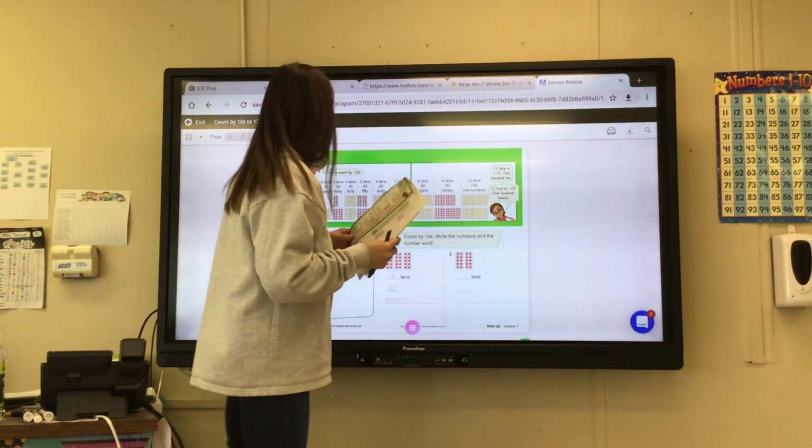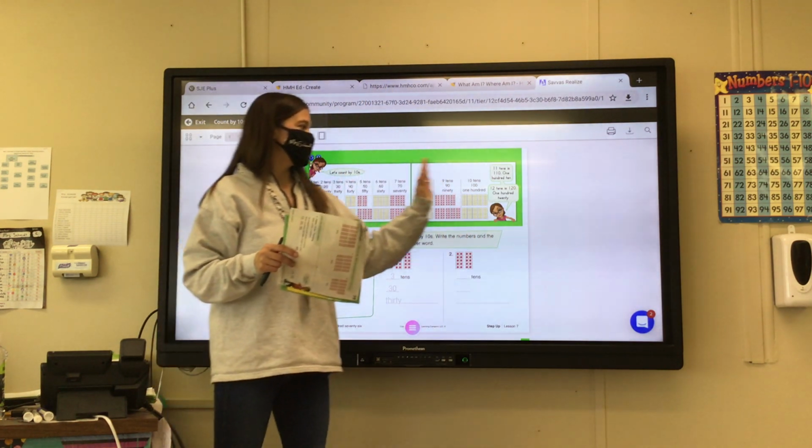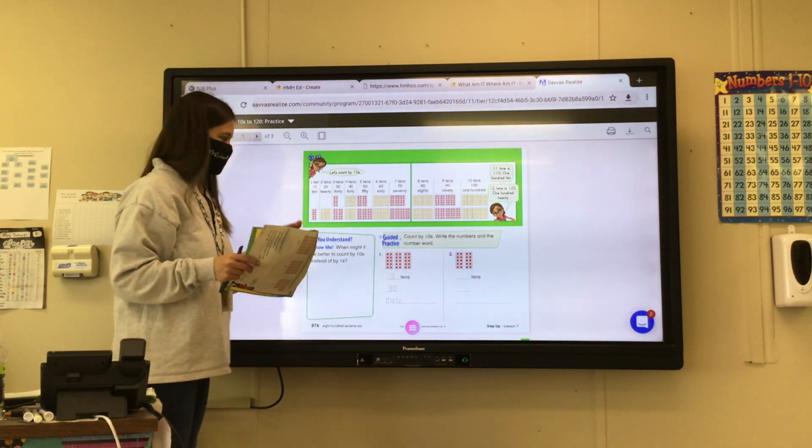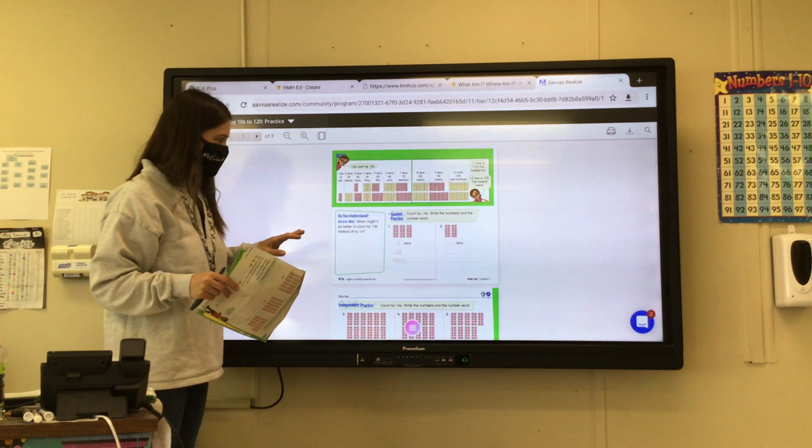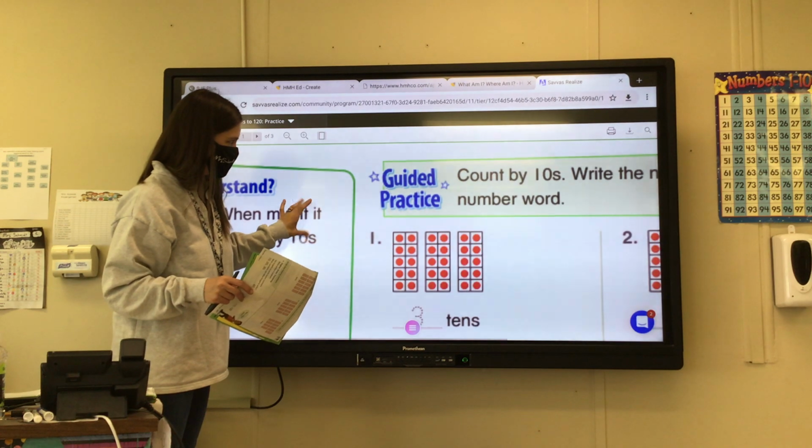Okay. So yes, the video, look how small those 10 frames are there in the video. Let's look down at our guided practice here.